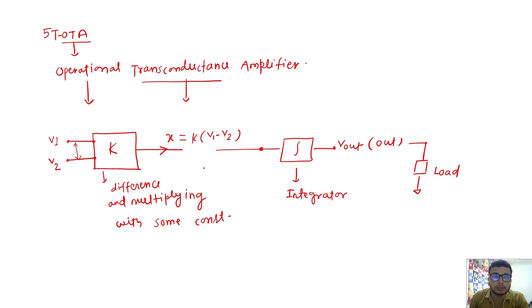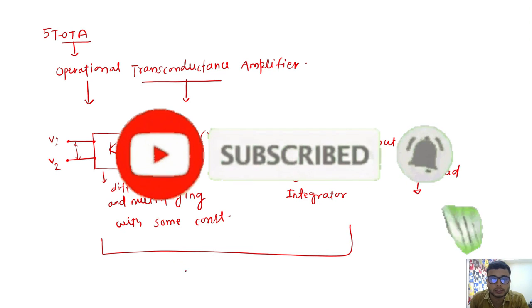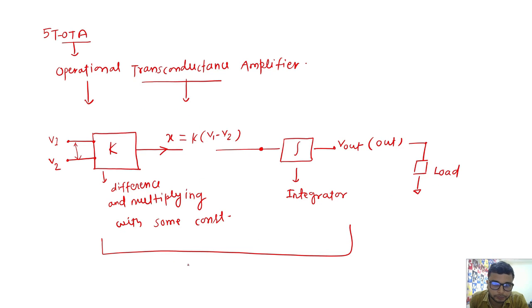It means that what it is doing is amplifying the difference, or multiplying this difference by some quantity K, or GM, and later generating X, which is a current generated by this block, and further this current is integrated. This entire combination is known as an op-amp. In other words, this is nothing but an op-amp only, which is a 5 transistor OTA.